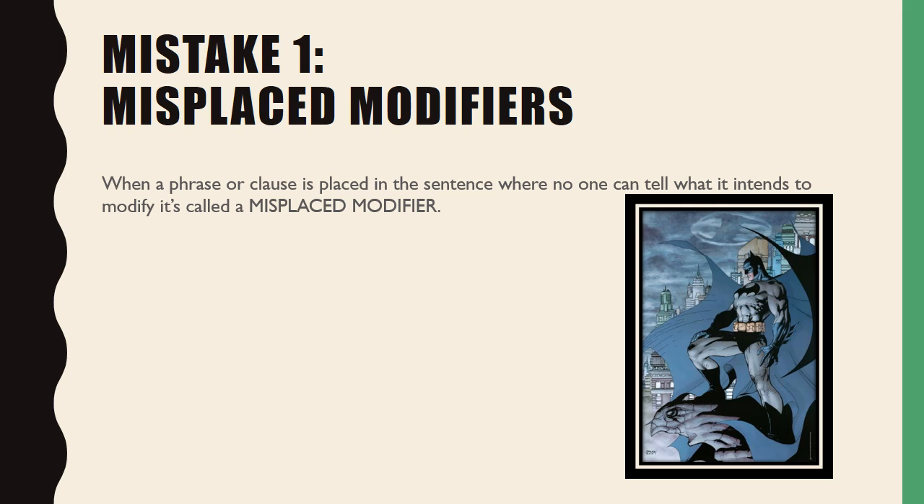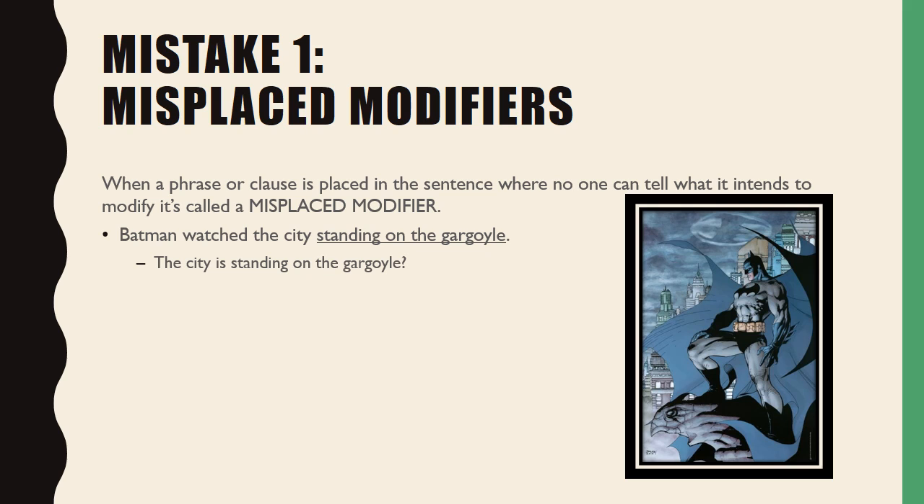If we look at this example, "Batman watched the city standing on a gargoyle," we don't know what that modification phrase, "standing on a gargoyle," is actually changing. Some people might read this sentence and say, wait, the city's standing on a gargoyle? That doesn't make sense. Of course, we know that no, the city is not standing on a gargoyle. Batman is standing on a gargoyle. But because we've put the modifier in the wrong place, some people will think that this is an adjective phrase that's talking about the city and not about Batman.